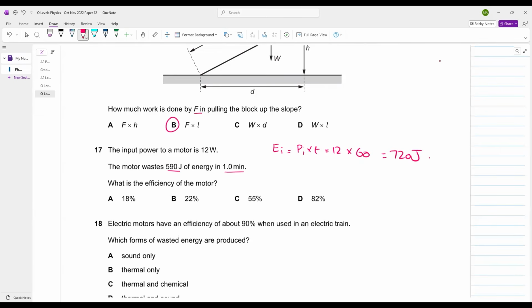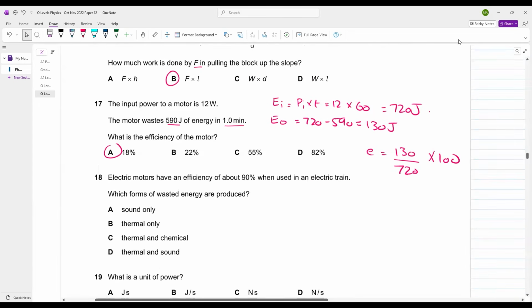You are wasting 590 joules of energy. What will the output energy be? 720 minus 590. What did the output energy come to, brother? 130 joules. What does your efficiency come out to be? 130 divided by 720 into 100. What does your efficiency come out to be? 18% is your answer. Simple.